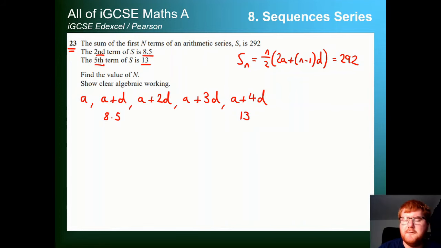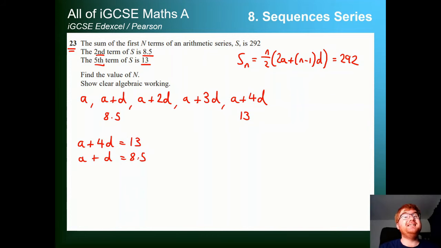So we know from this structure of making a sequence or series that a plus 4d is equal to 13 and a plus 1d is equal to 8.5. Notice by writing it in this way, I've actually generated a simultaneous equation. So all we have to do is subtract one from the other.